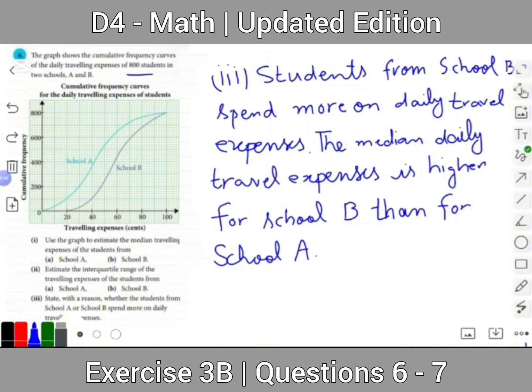Since in the part 1 we have found out the medians for school A and school B respectively, and those were 42 cents for school A and 58 cents for school B. So since the value of the estimated median for school B is greater than the estimated value of median for school A, so school B spend more on daily travel expenses.